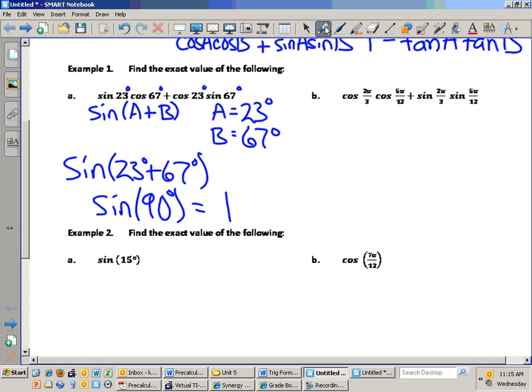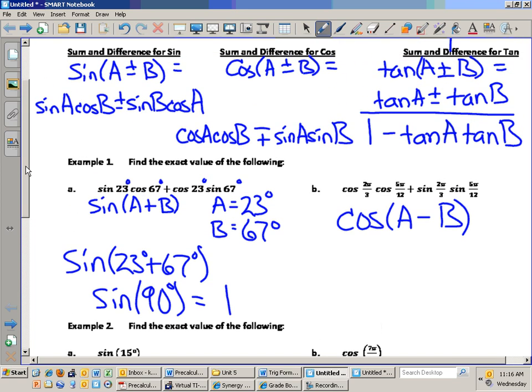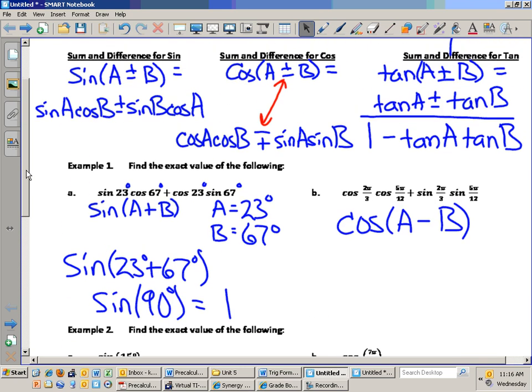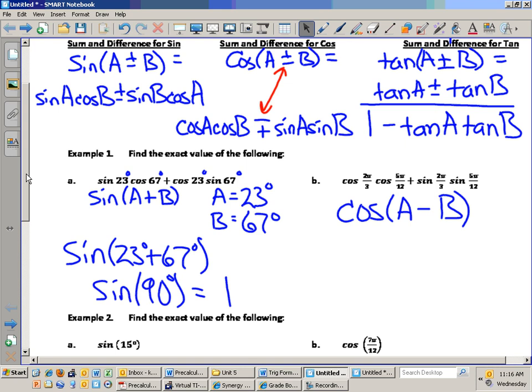Which form does this fit? Cosine of A minus B or plus B? Minus, yep. It's opposite for cosine. If you look at your original formula, the cosine is opposite. Plus and minus, minus and plus. It switches. So if it's a plus, it's going to be a minus. If it's a minus, it'll be a plus. So that's what it means when we flip it upside down.